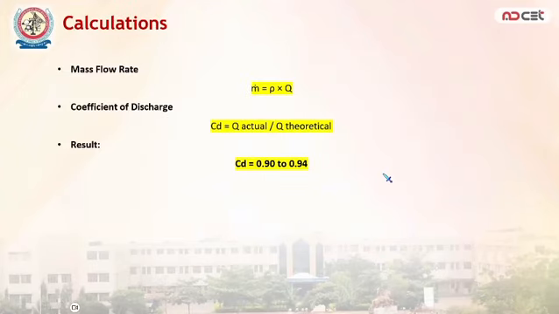On this slide, there are calculations. Using those physical readings, we moved on to our core calculations by applying the standard flow rate formula and comparing our actual measured discharge against the theoretical discharge. We determined the venturimeter coefficient of discharge.